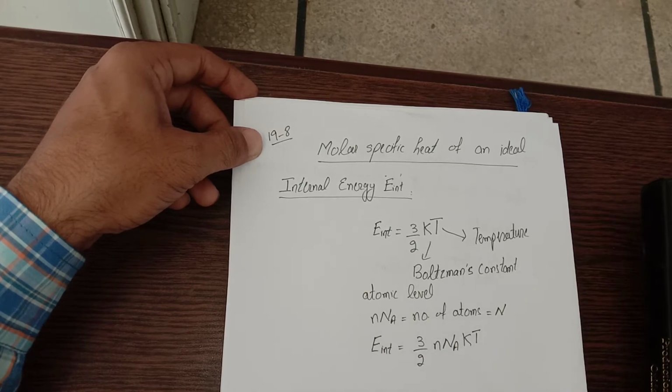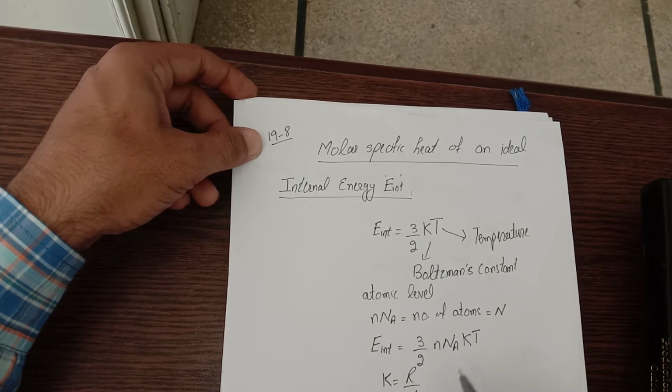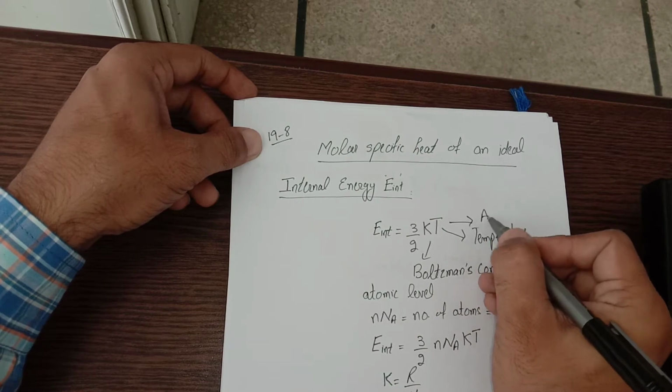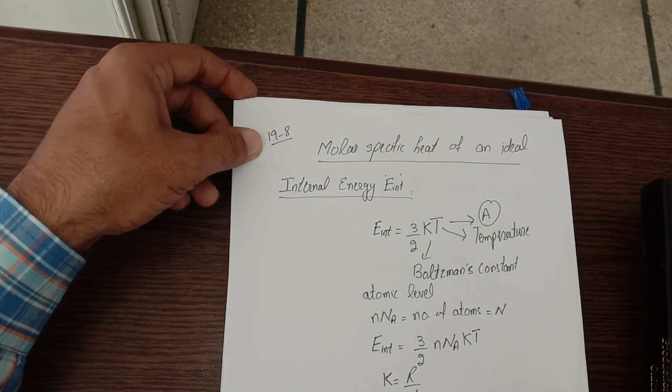Doing a bit of mathematics, we know that k is gas constant over Na, and k into Na would be equal to R. So I can write this internal energy to be equal to 3 by 2 nRT. This is another expression for internal energy of the atoms of an ideal gas. Let me call this my equation A and this my equation B.